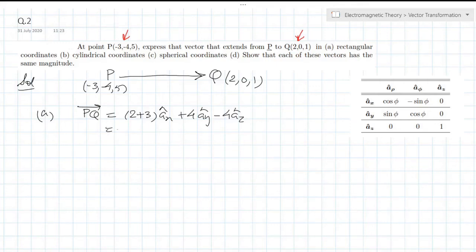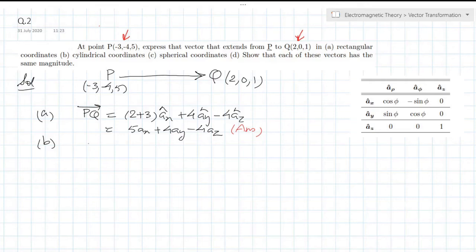So in rectangular coordinates, our final vector will be 5AX plus 4AY minus 4AZ. We can say that this is part A's answer. This is the answer that we were looking for in the A part. Let us now solve the B part. B part says that we have to find the same vector in the cylindrical coordinate system.